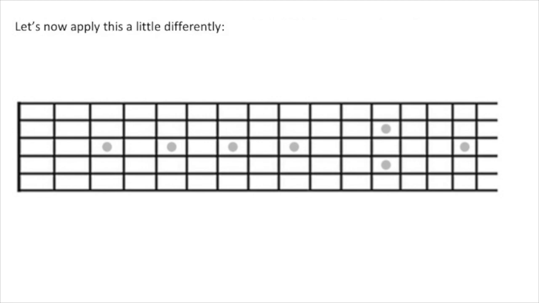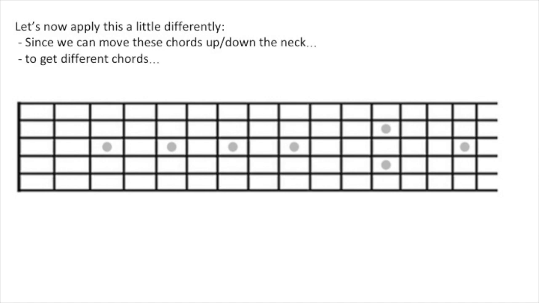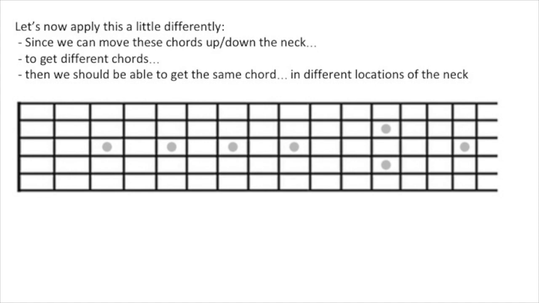Let's now apply this knowledge a little differently. We saw that we can move these chords up and down the neck to get different chords. So, we should be able to get the same chord by using these different shapes. For example, we can play the open C chord. But we can also get the C chord using the A chord shape. We just slide the A chord shape up 3 frets and the A chord becomes the C chord.